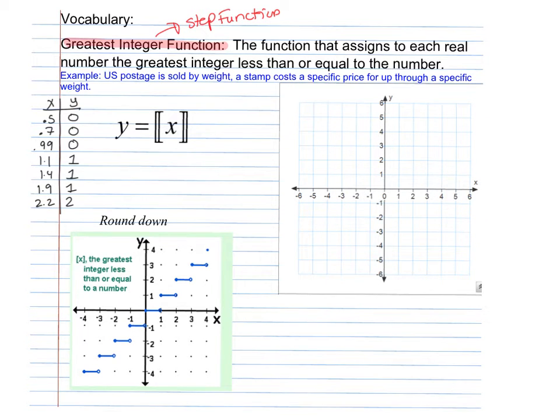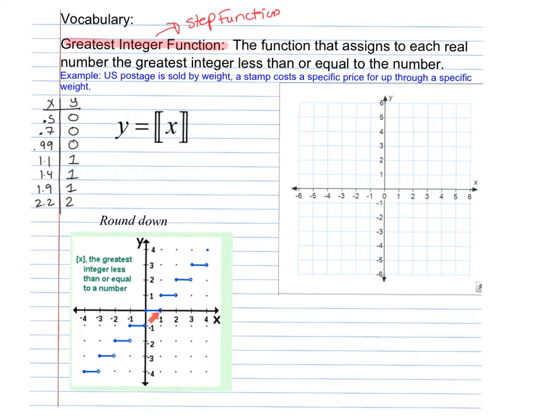This is why it says that the function assigns each real number the greatest integer less than or equal to the number. So less than or equal to a number, that's why you have to round down. So if you have decimals, you always are going to round down with a step function. That is why when we have this equation or step function, anything between 0 and 1 would round down.